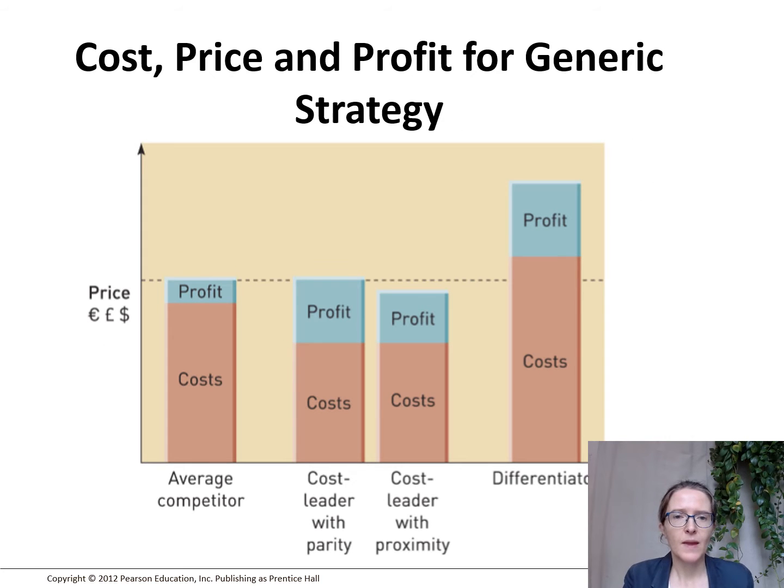So here we can see a comparison between an average competitor with its rate of costs and profit margins, with a cost leader with parity, a cost leader with proximity, and then here we can see one with a much higher profit margin, and that's a differentiator.